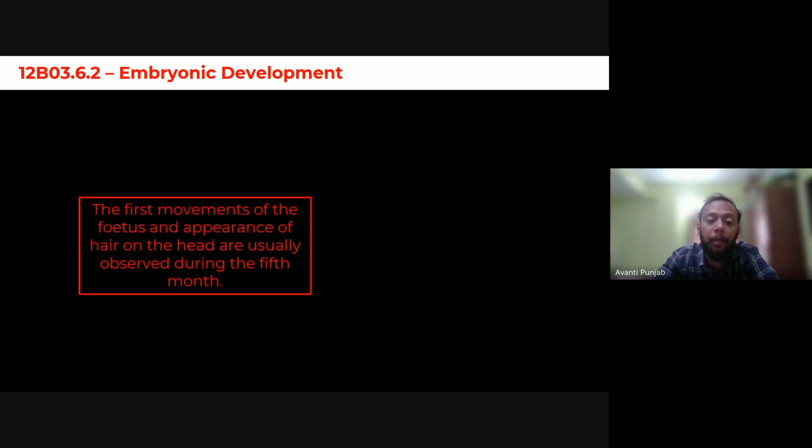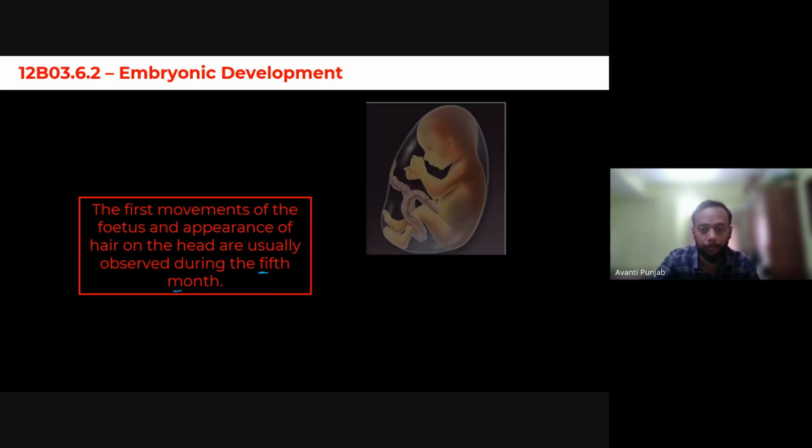The first movement of the fetus and appearance of the hair on the head are usually observed during the 5th month. So the baby's movement that starts, or the first hair that you start seeing on its body, that will all happen in the 5th month, right? So all these statements that are mentioned inside, you have to remember. You don't have to go beyond that.